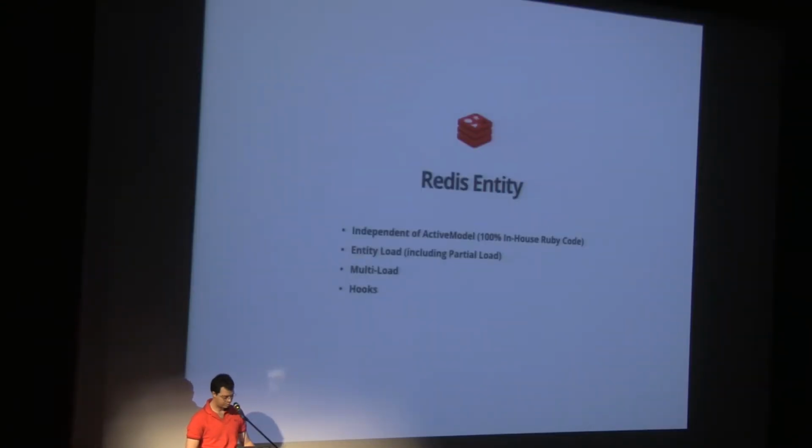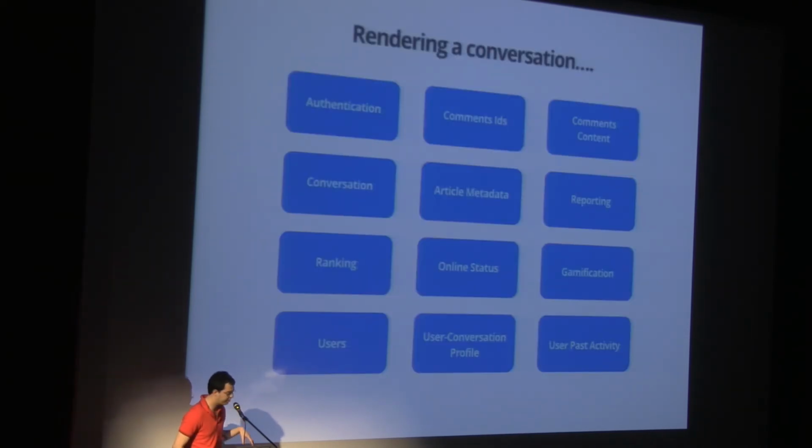Yeah, okay. So what we've seen is our ORM, if you call it that. This is our Redis entity. We can load the entity partially or fully. We can do multi-logs. We have hooks, like the read-only indexes, or ActiveModel-style hooks, like before save, before update, after load, and so on.